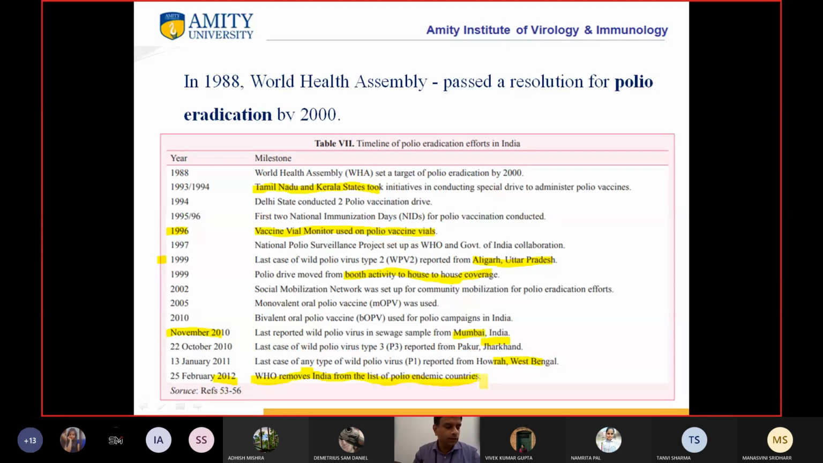And as I said, even today we are giving polio vaccine because our neighboring countries still have a lot of cases of polio, and we don't want polio to come back in our country, okay.